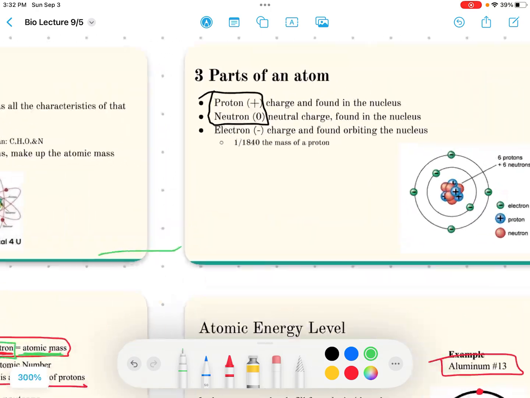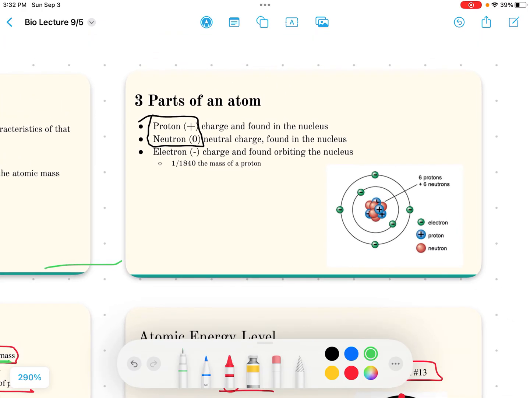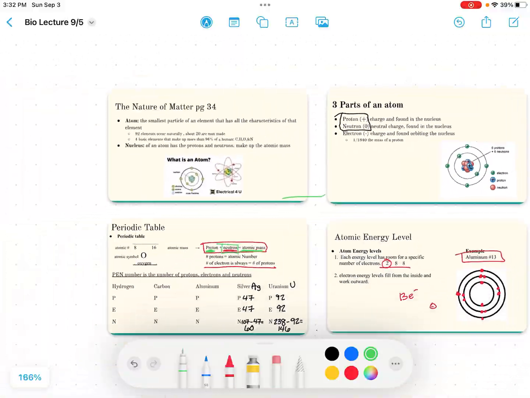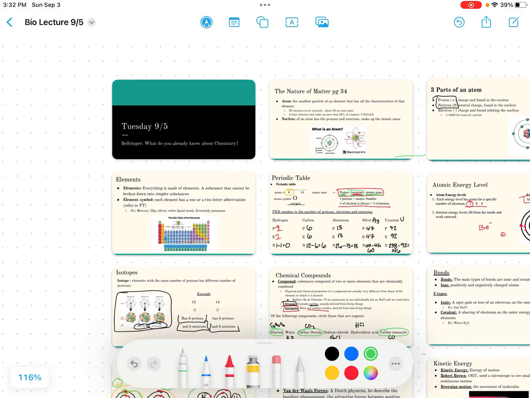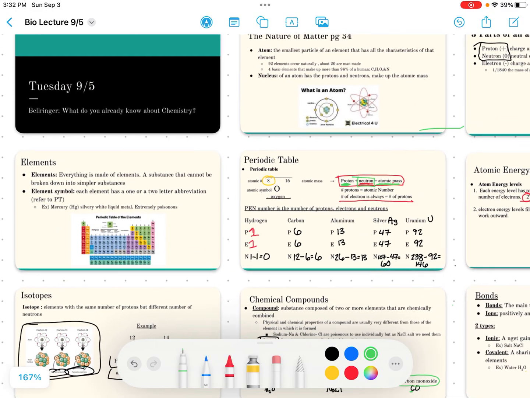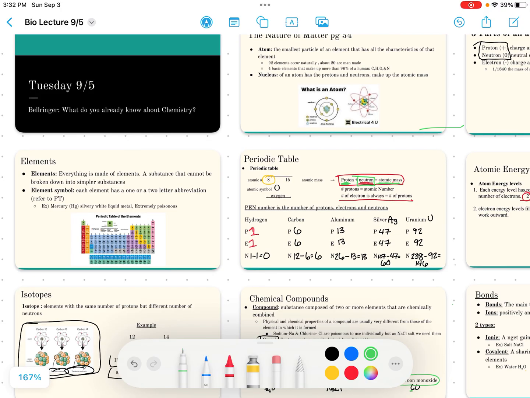Protons are positive, and they're found in the nucleus. Neutrons are neutral, or zero charge, and they're also found in the nucleus. Electrons are negative and found orbiting around the nucleus. Let's see what else. Everything is made up of elements, and they cannot be broken down any further. We find all of our elements on the periodic table.